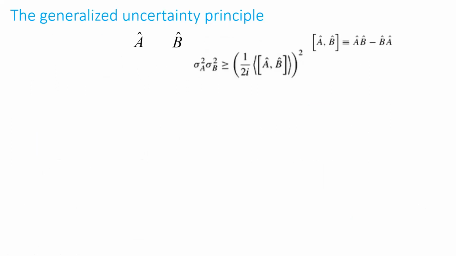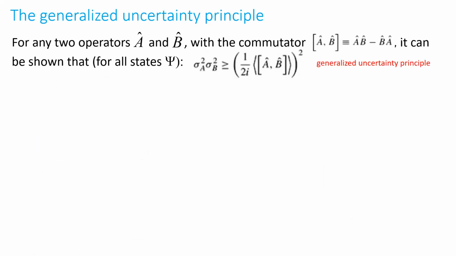All right, let's move on to the generalized uncertainty principle. So for any two operators A and B, which have the commutator, which remember is the difference AB minus BA, which for operators is not necessarily 0. It is 0 for real numbers, but it's not always 0 for operators.